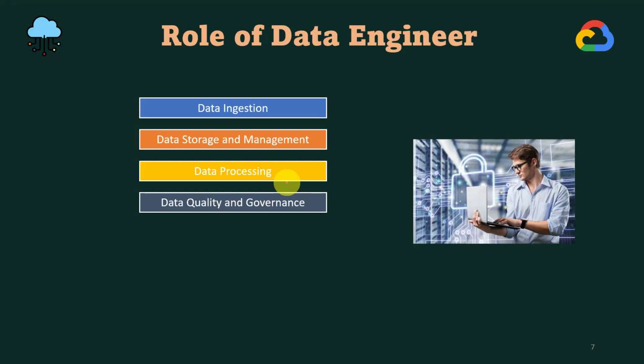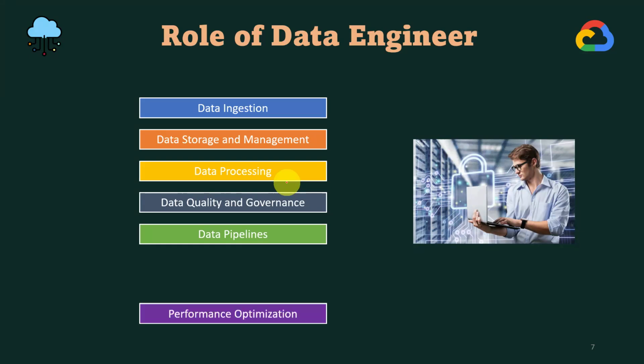Okay, so that is something. Data pipelines, as I told you guys: all of these things should be automated by creating data pipelines. So a data engineer should create data pipelines, whether they are batch pipelines or streaming pipelines. Okay, so that is what we should do.